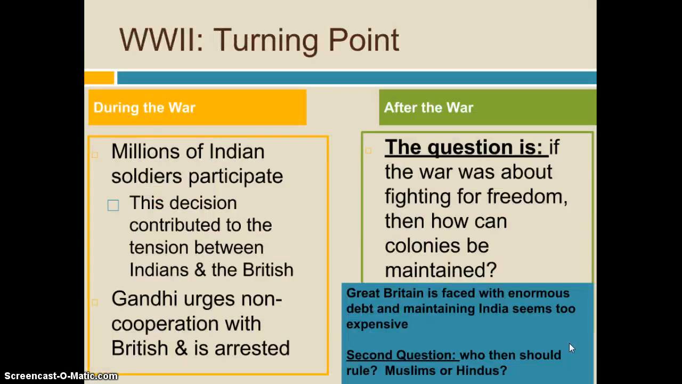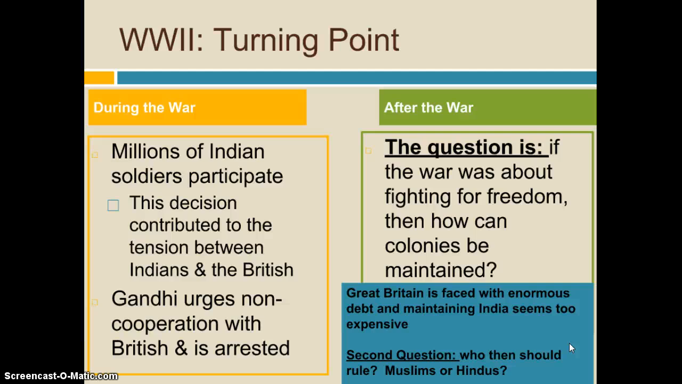So World War II was another turning point. During the war, once again, millions of Indian soldiers participate, and this is the tension between Indians and British. Some Indians still feel themselves as British citizens of the empire. It's their duty to fight. But Gandhi urges non-cooperation with the British. He doesn't think they should go and fight this war. So he is arrested in the midst of World War II.